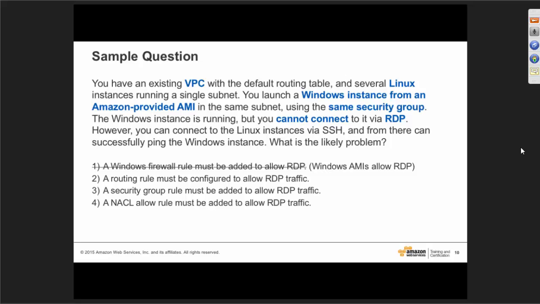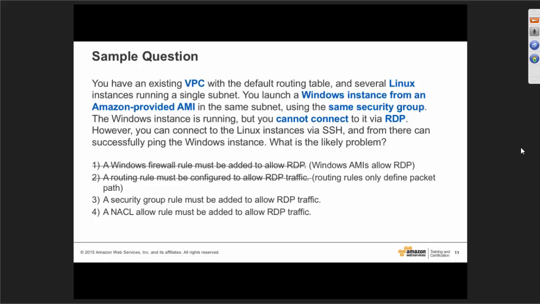So specifically, let's go through the answers in here a little bit more. A routing rule must be configured to allow RDP traffic. That's not how routing works. Routing is the packet path of traffic originating in the subnet or VPC. A security group must be added to allow RDP traffic. The majority of folks are picking 3, so let's hang on to that one.